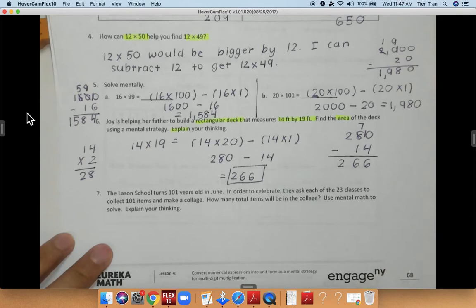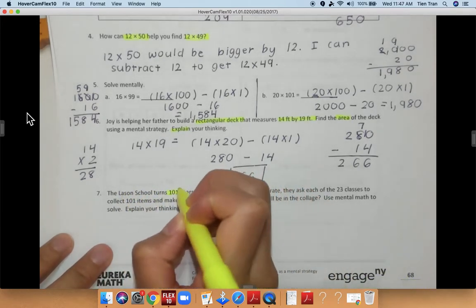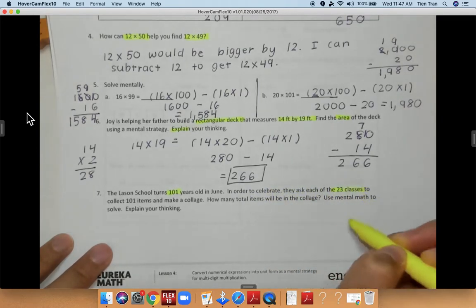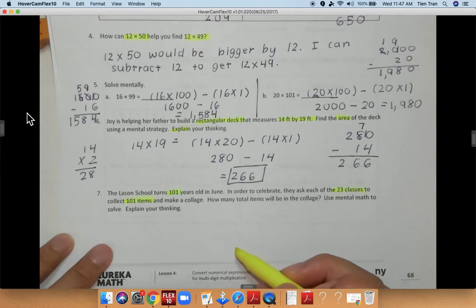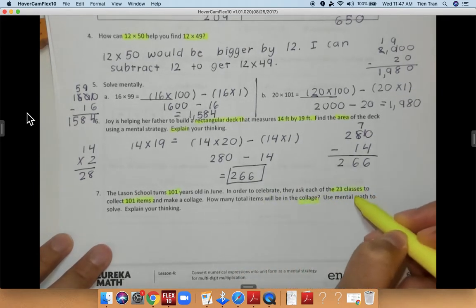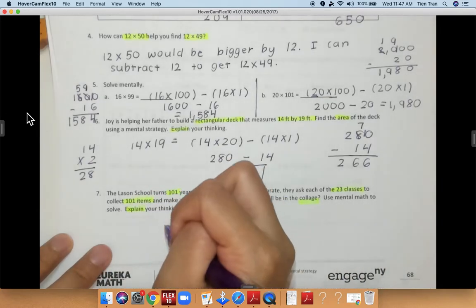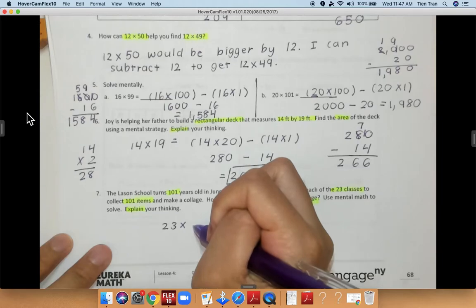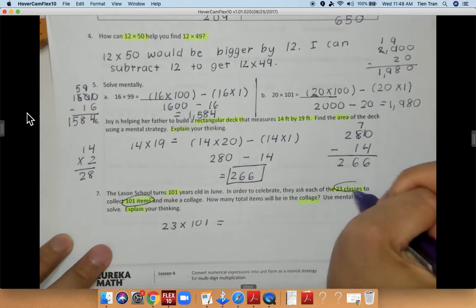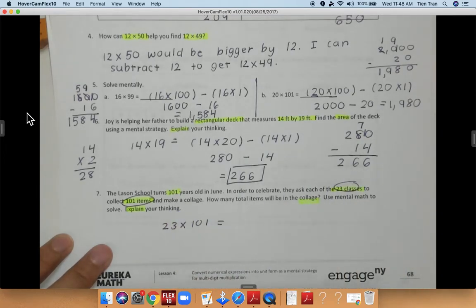Now, for the next problem, they say the Layson School turns 101 years old in June. In order to celebrate, they ask each of the 23 classes to collect 101 items to make a collage. How many total items will be in the collage? Use mental math to solve and explain your thinking. So what I'm going to do is I have 23 times 101 as the two numbers that I am multiplying, because they want 23 classes to have 101 items.